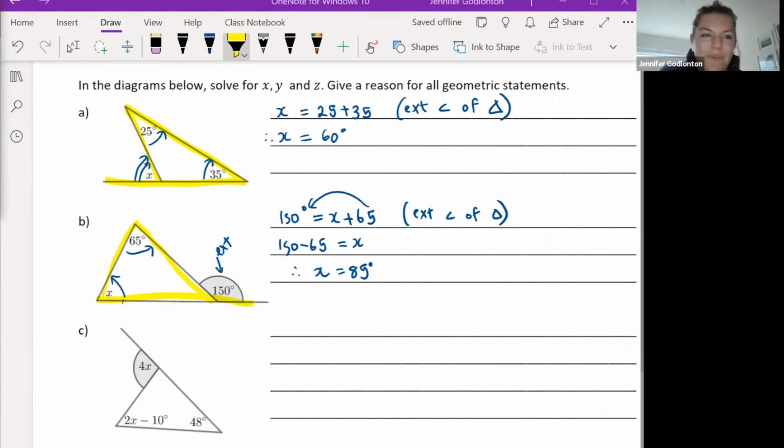How can I help? Ma'am, am I wrong if I said 25 plus x equal to 150? 25 plus 65, I mean. 65 plus x equals. No, that's fine. You could definitely write it like that. Okay, then thank you. No problem.